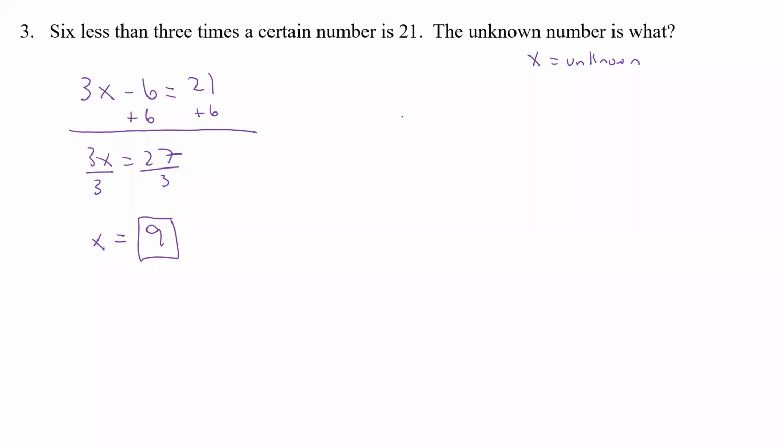So does that number make sense? 3 times 9 minus 6 equals 21. Well, 3 times 9 is 27 minus 6. 7 minus 6 is 1, 2, 21 equals 21. It does check out.